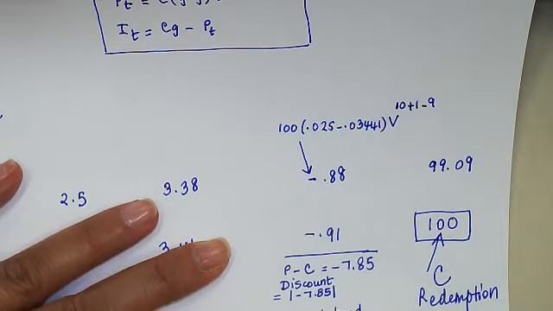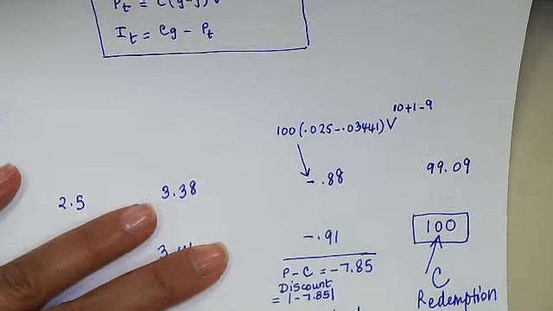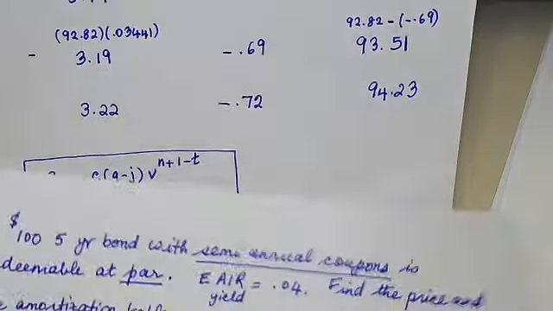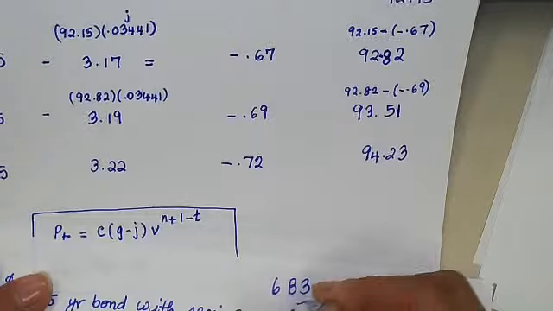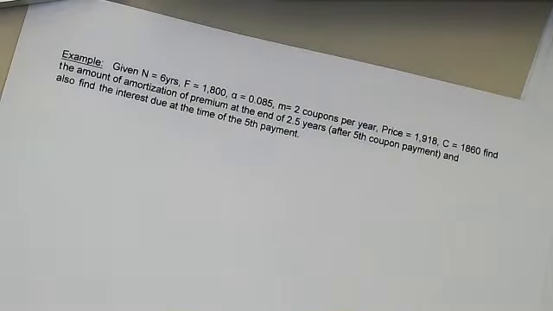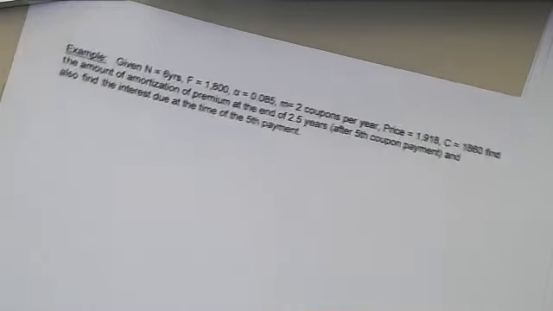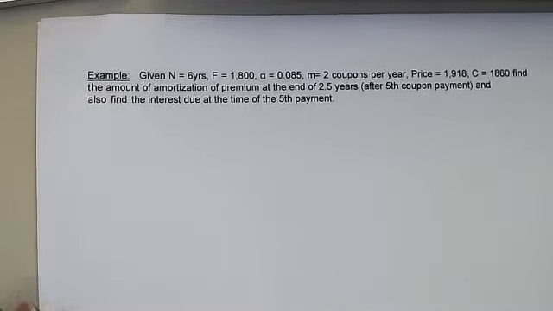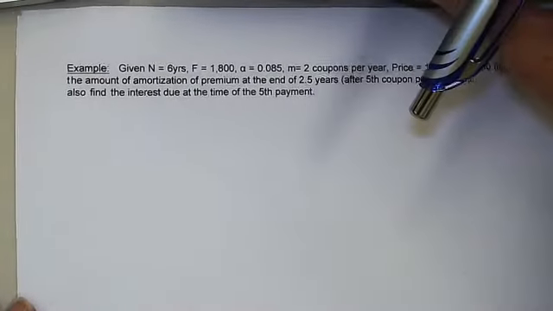And that's the discount, where the discount is called absolute value of minus 7.85. Follow me? Yes or no? So I want to go to the next page. This was 6B3. What's your question? Anything?